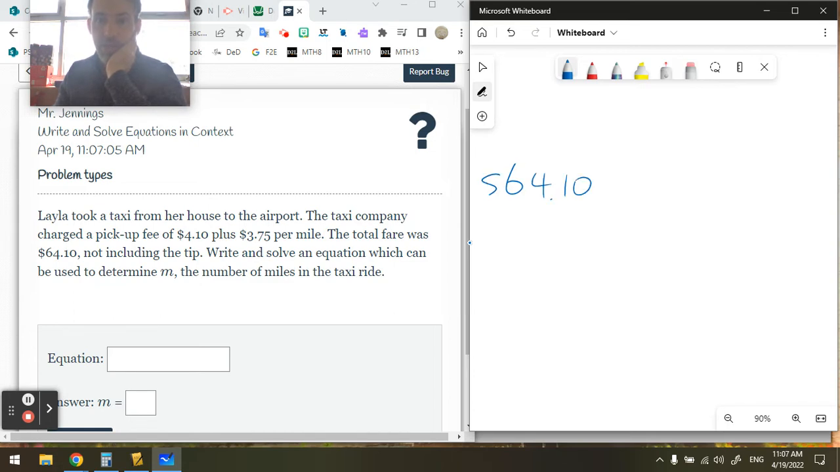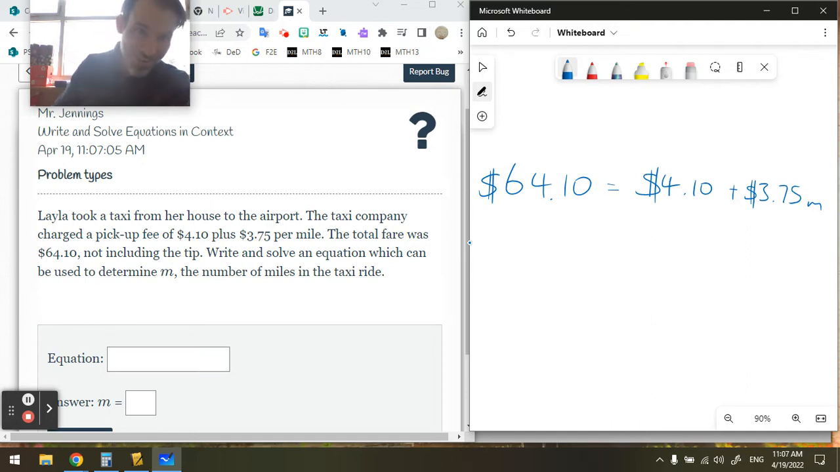Okay, that's how much she pays, and that starts with the pickup fee, which is not variable, that's a constant, $4.10 plus $3.75 per m miles. Okay. Now, from this equation, we have one equation, one unknown. So we can solve for the unknown, and then we'll know how many miles she went. Okay, so let's do that. All right, subtract the 4.10 from both sides. Gives me $60.